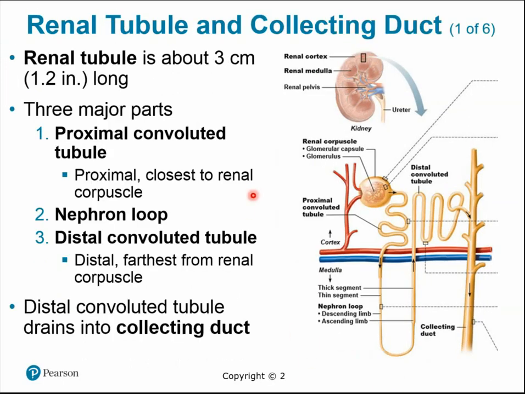So we said the second part of the nephron were the renal tubules. So in total, it's only about 3 centimeters or about 1.2 inches long. But the three major regions or parts of the renal tubules, so you have the proximal convoluted tubule. So proximal meaning that it's closest to that renal corpuscle or closest to the point of origin. We talked about the anatomical terms. The nephron loop, so it just kind of comes down and loops up and around. And then finally the distal convoluted tubule. So this one's farther from the corpuscle or that point of origin. So then from here, these distal tubules are going to drain and empty into collecting ducts.